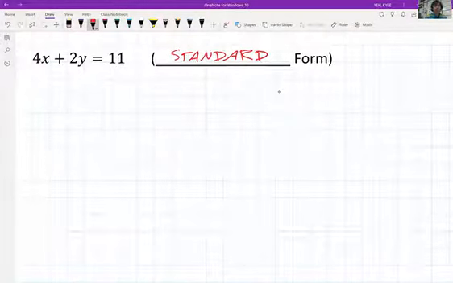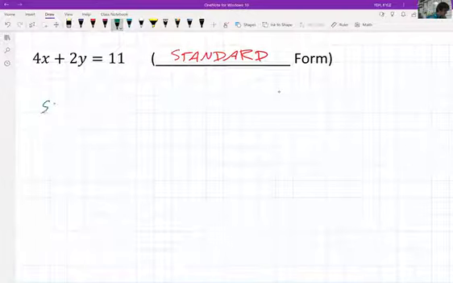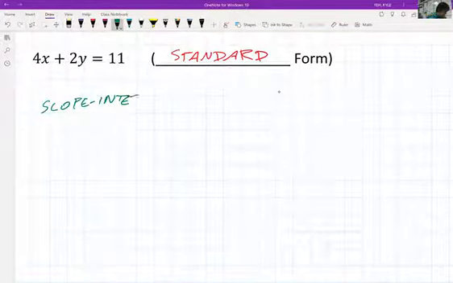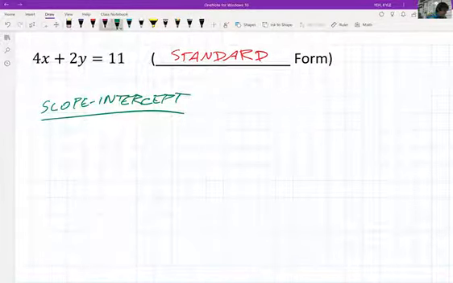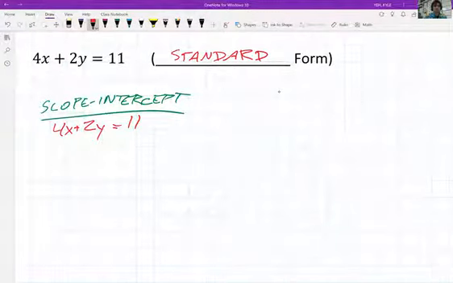Now this one I do have a recommended way to go. I think it's easier to put this in slope-intercept first, so that's what I'm going to do. So slope-intercept. So we're starting with 4x plus 2y equals 11. If I want to go to slope-intercept form, my y equals mx plus b, just think back to the last example. Get y alone and simplify everything else on the other side. So I'm going to do that.